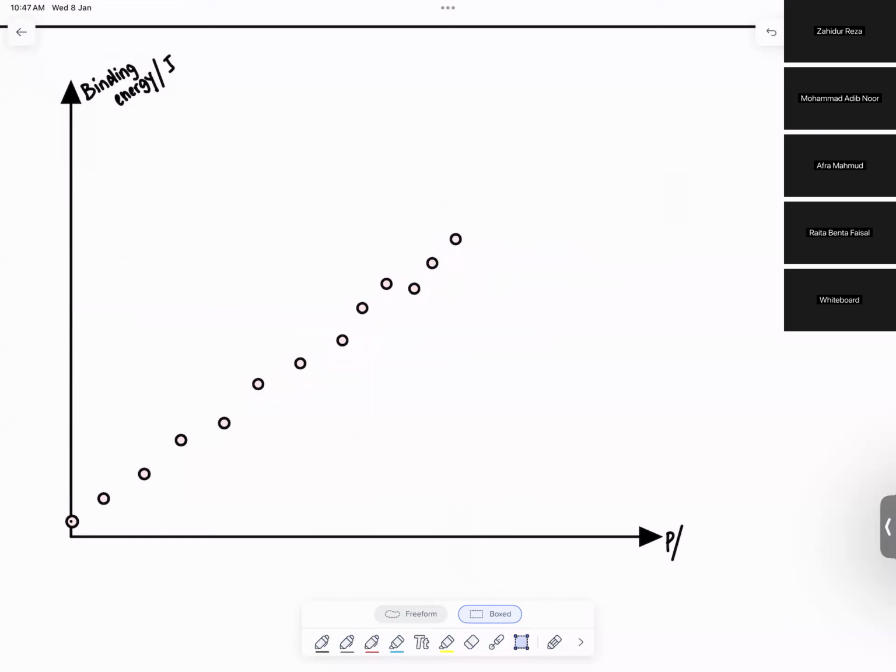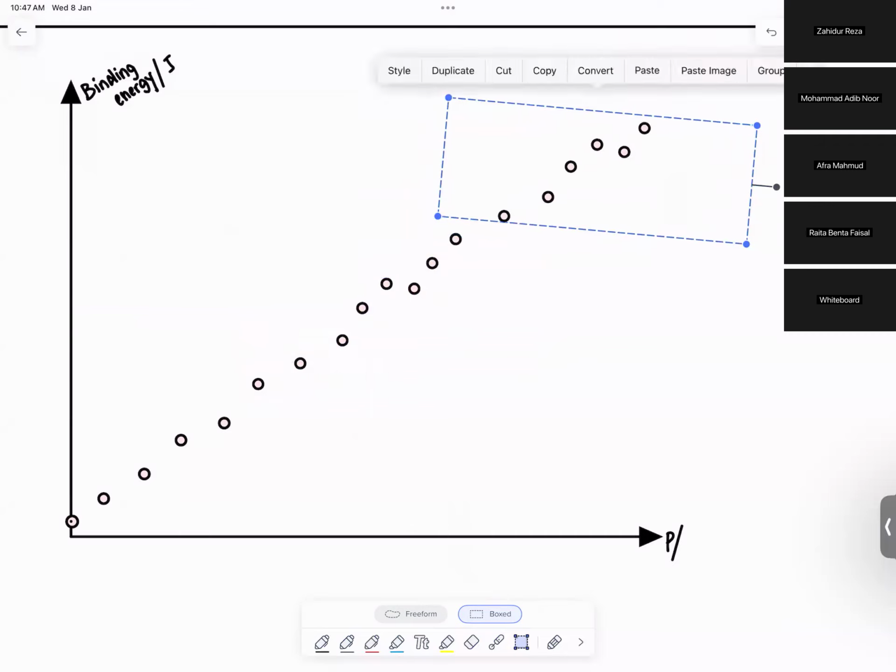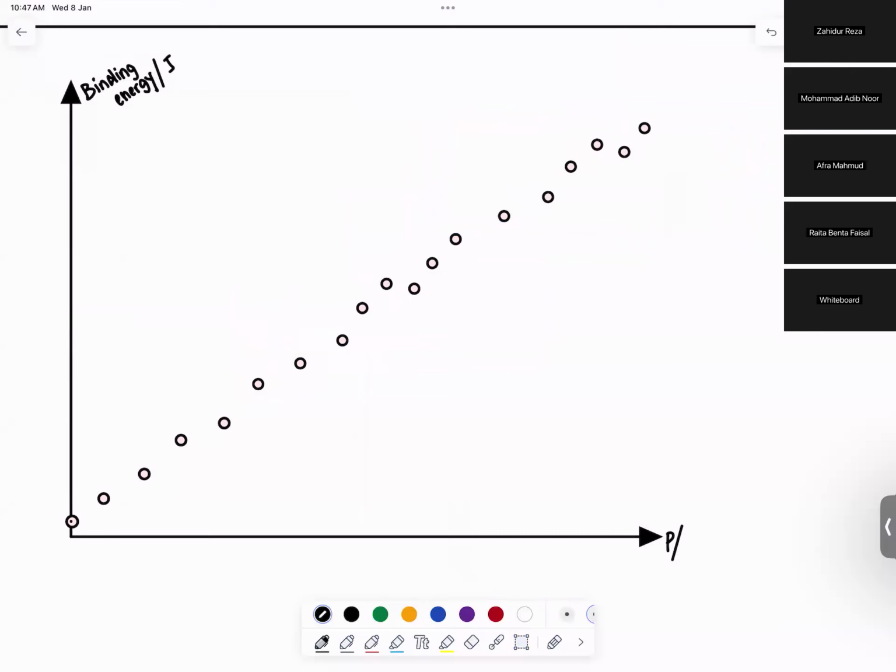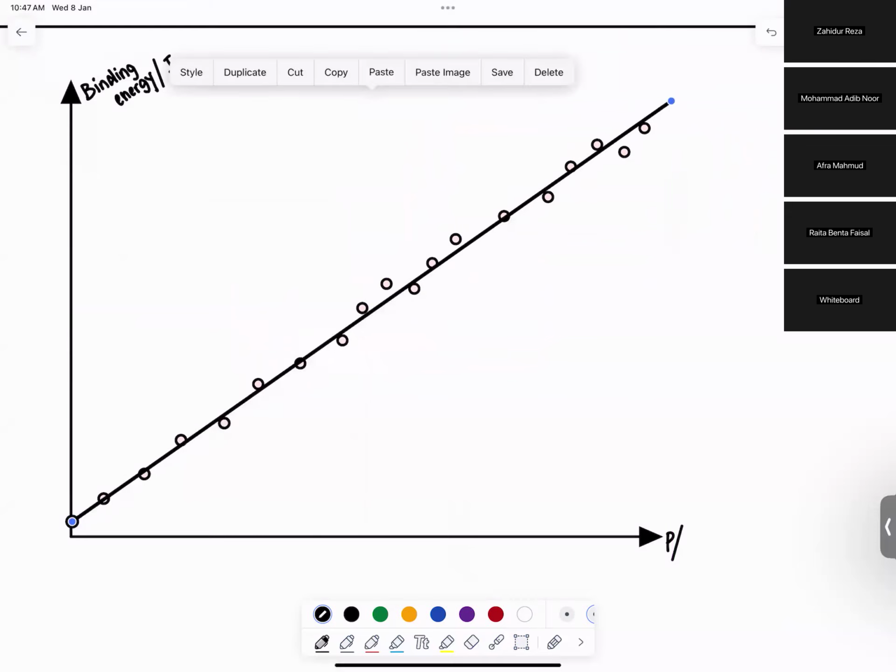So we get a graph that looks like this. It kind of looks like binding energy and proton number are directly proportional. See, that's how it looks. Do you understand what I'm trying to say? So binding energy and proton number should be directly proportional like that. And that's what we found.